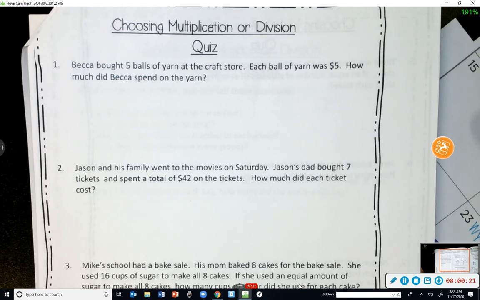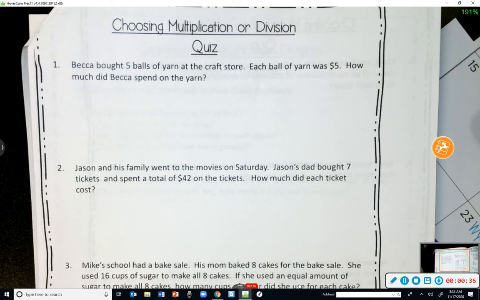Yes. They talk about groups. They talk about splitting things or having multiple groups of things. So we have to be able to tell when it's talking about multiplication or division, okay?